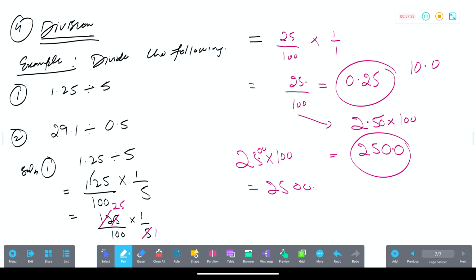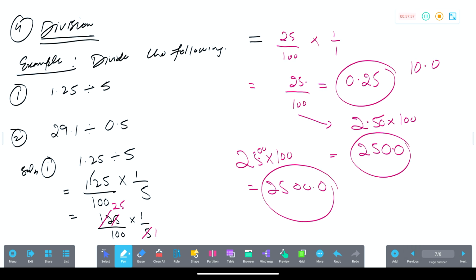This is how we will multiply and divide by the numbers that contain 10, 100, 1000 and all numbers like that. Now one more example, and the last example I will take. Then we will conclude this topic because this has already gone lengthy. So last example I will take. Sorry, I have shown you only one example here. Okay, second example is 29.1 divided by 0.5. Second example.